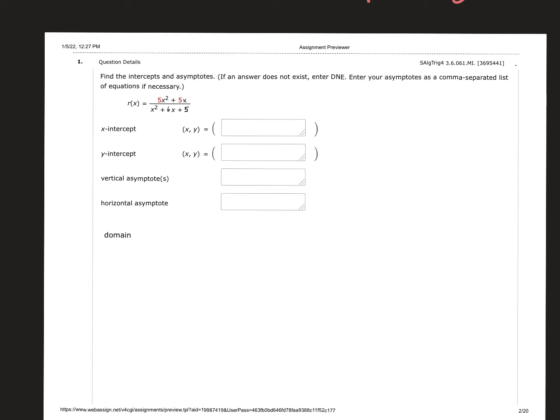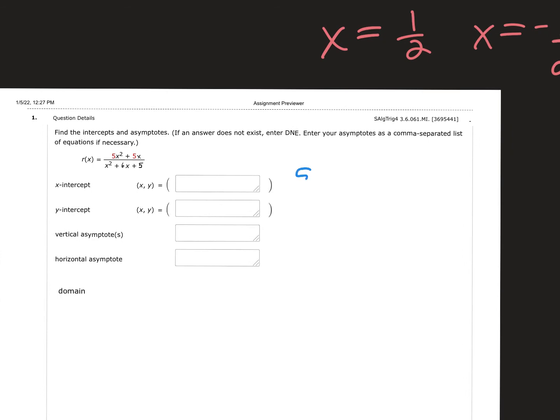The first question, we talk about X-intercepts, guys. Try to do this without looking at your cheat sheet. How do you find X-intercepts? Set the numerator equal to 0. So I'm going to say 5x squared plus 5x equals 0.